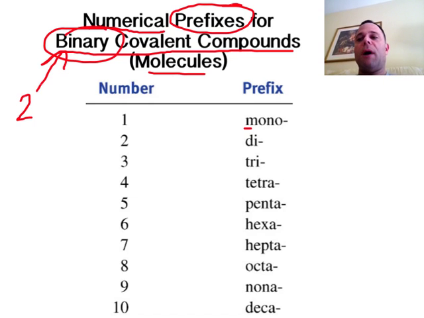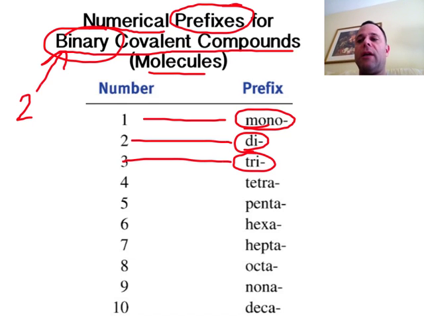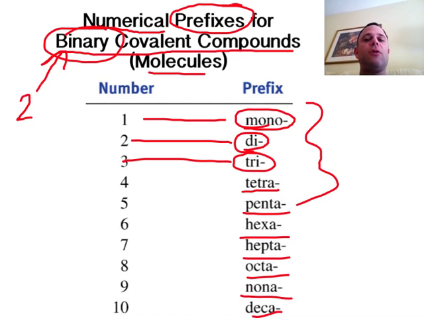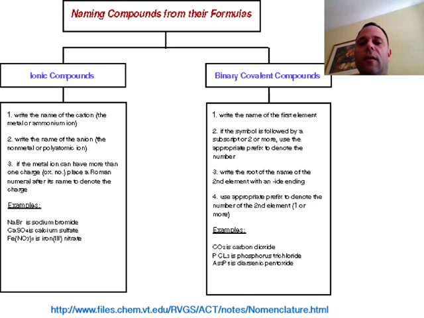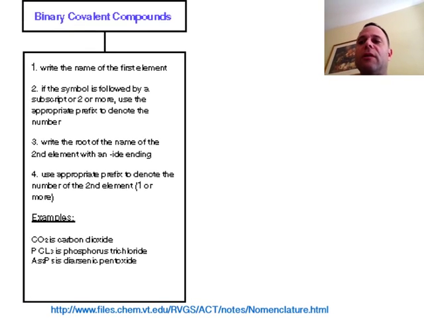So mono means one, di means two, tri means three, tetra, penta, hexa, hepta, octa, nona, and deca. Chances are we'll only get into these first five, but be mindful of the others. Now keep those prefixes in mind as we look at this slide. I stole this from this website down below here, and it identifies the rules for naming binary covalent compounds as well as ionic compounds. We'll do this part later, so let's slide in and look at this.